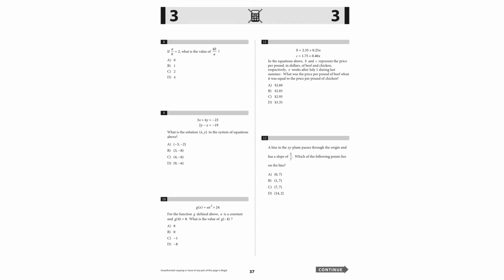If A over B is 2, what is the value of the expression? So B over A is 1 over 2, and then times 4 is 2.